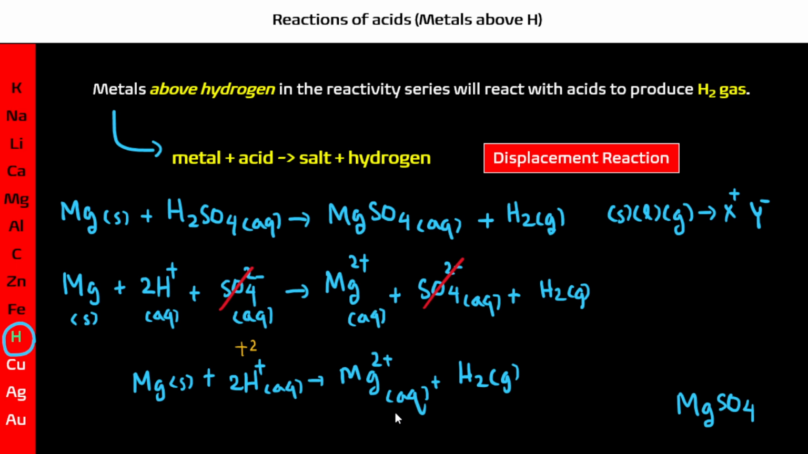Alright. In the same way, you can try out other salts as well. For example, let's say you want to try zinc chloride, ZnCl2. You can start with the metal zinc and hydrochloric acid and get your zinc chloride and hydrogen. But this general equation is true only for the metals above hydrogen in the reactivity series.